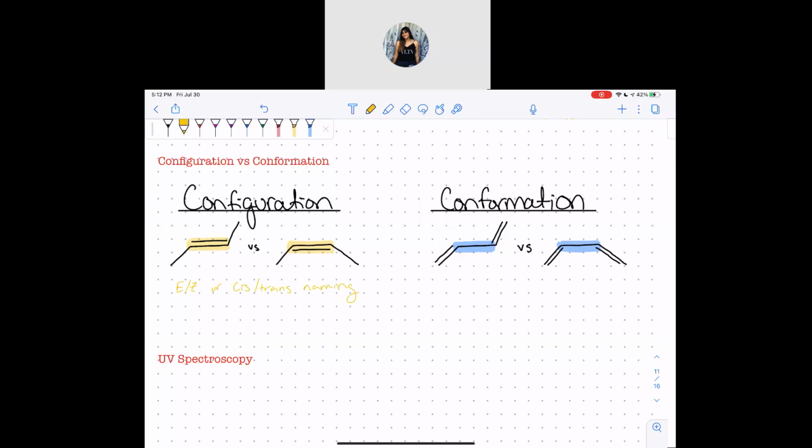We know that this guy, right here, is on opposite sides. And what I mean by that is the primary group is opposite to one another. So we're going to call this E. And then this one, the two most important, biggest groups, are on the same side. So we're going to call that Z. And we know that E is more stable.